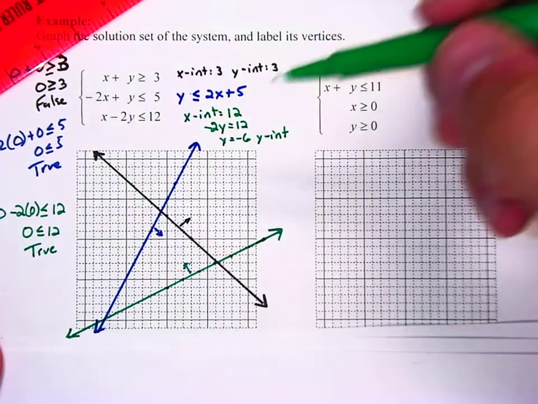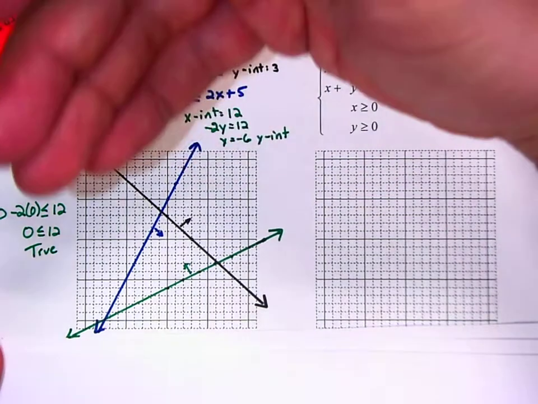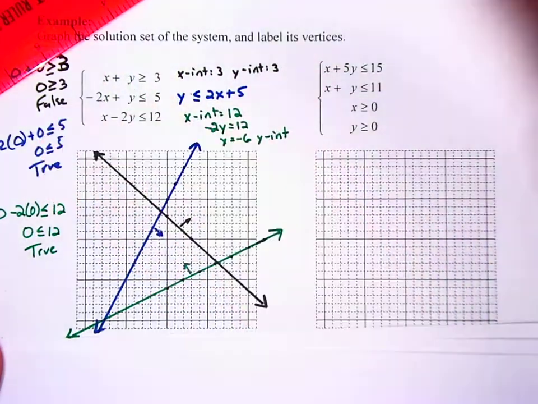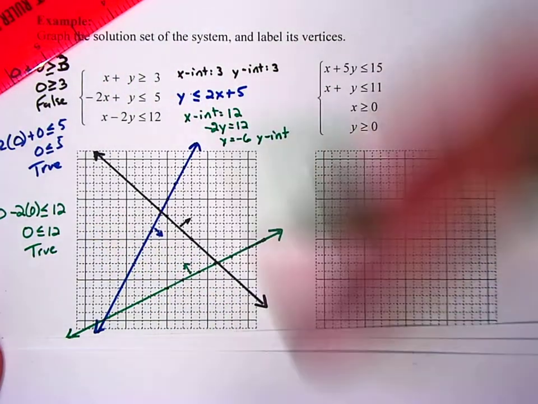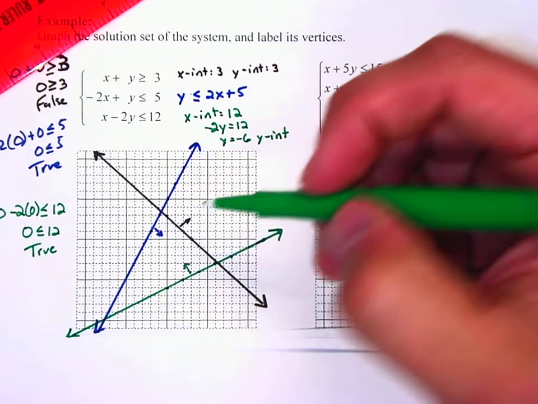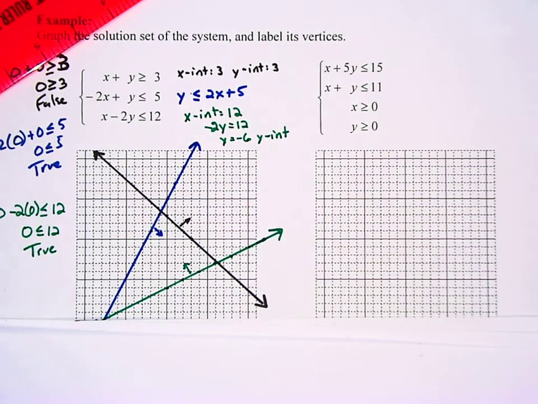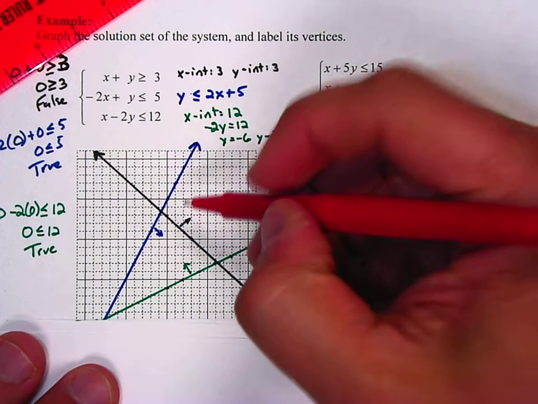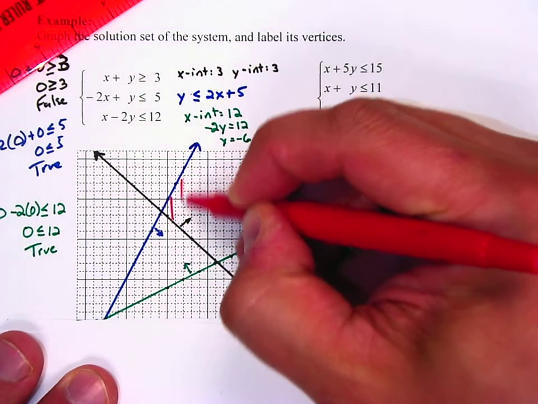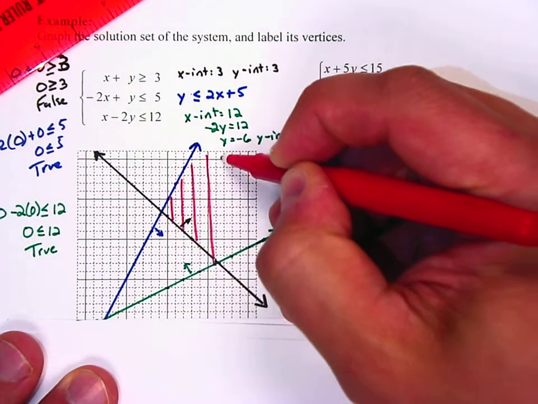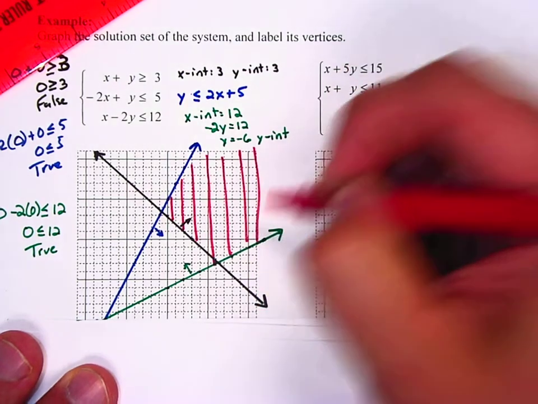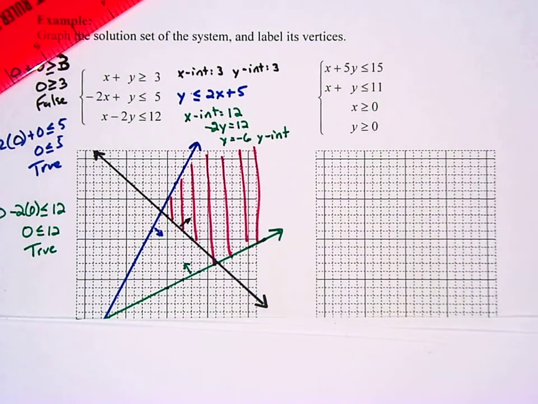So looking at this graph, I'm shading to the right of the blue line, above the black line, and above the green line. So my final solution is where all three of those shadings would work out. And that's right there. Okay, that shaded region represents the solution set to that entire graph, or that entire system.